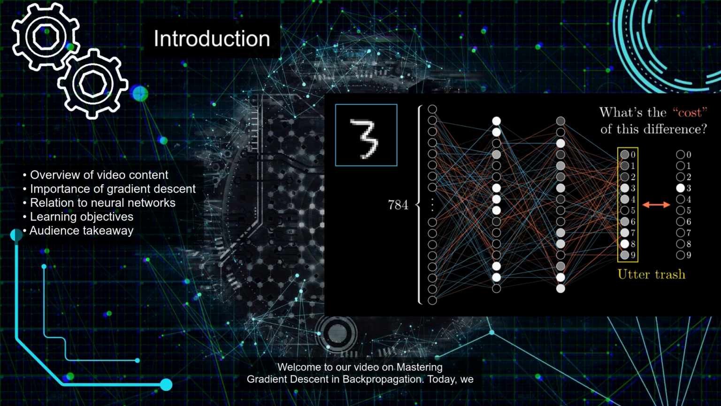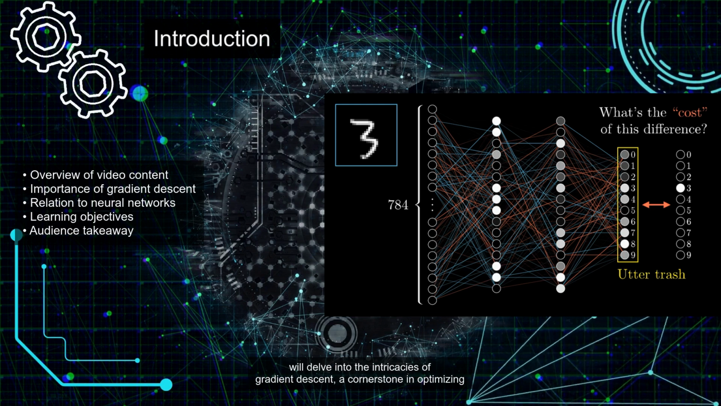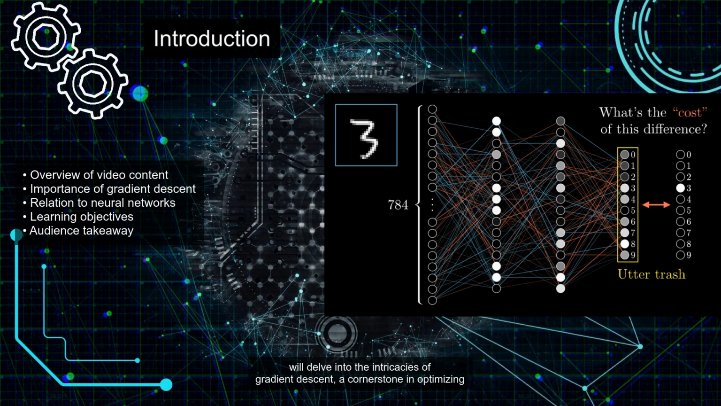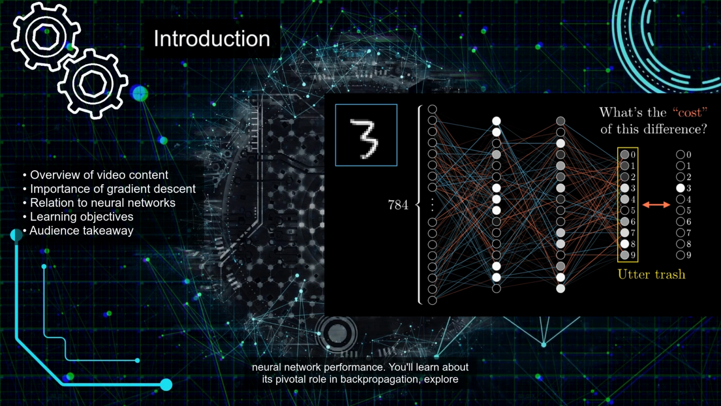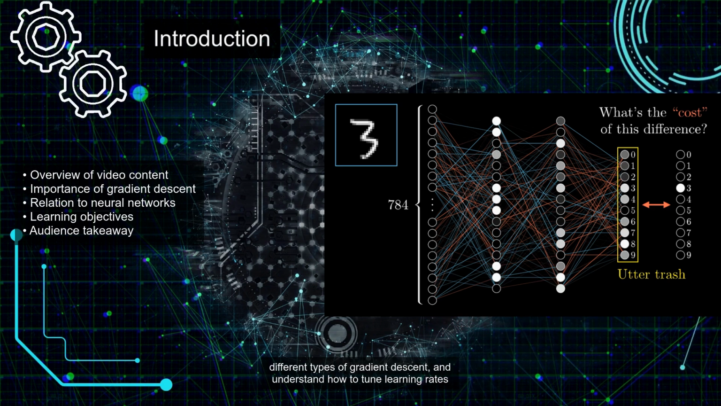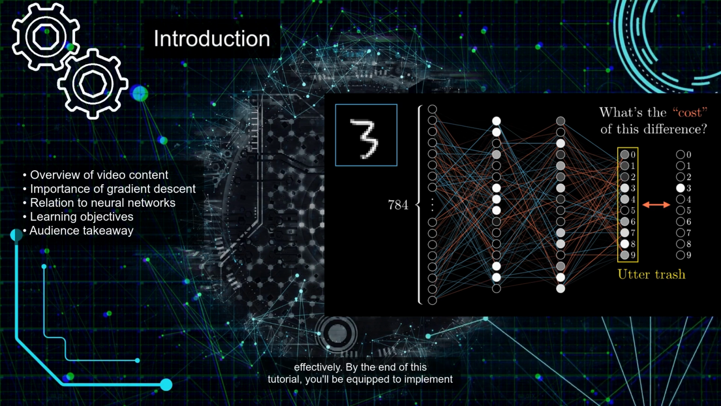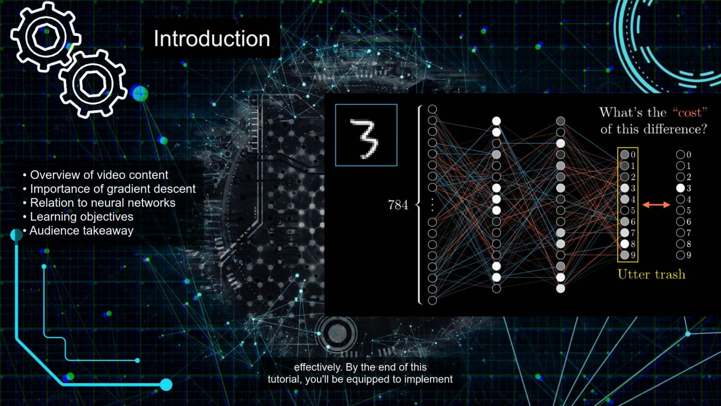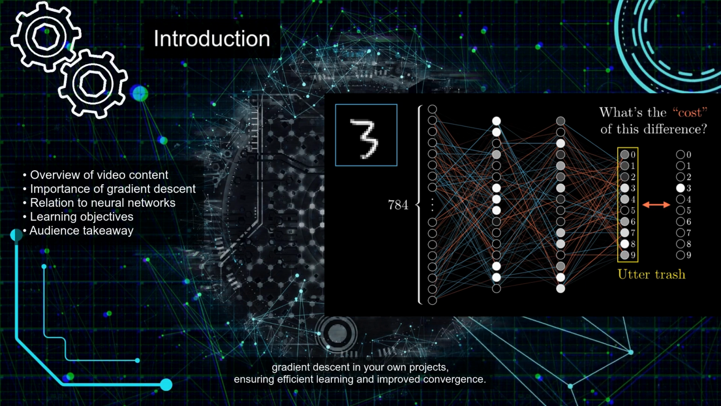Welcome to our video on mastering gradient descent in backpropagation. Today, we will delve into the intricacies of gradient descent, a cornerstone in optimizing neural network performance. You'll learn about its pivotal role in backpropagation, explore different types of gradient descent, and understand how to tune learning rates effectively. By the end of this tutorial, you'll be equipped to implement gradient descent in your own projects, ensuring efficient learning and improved convergence.